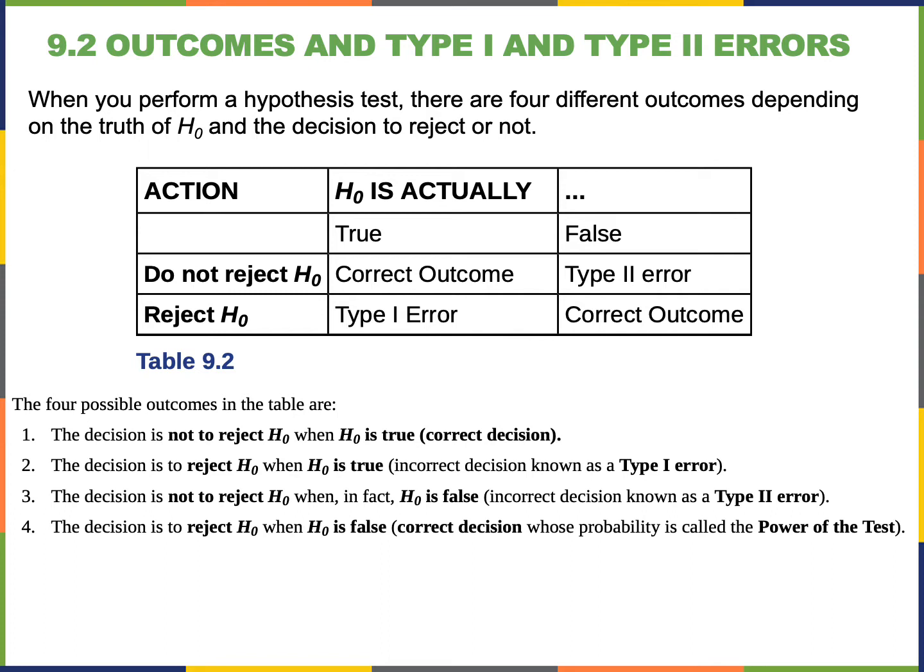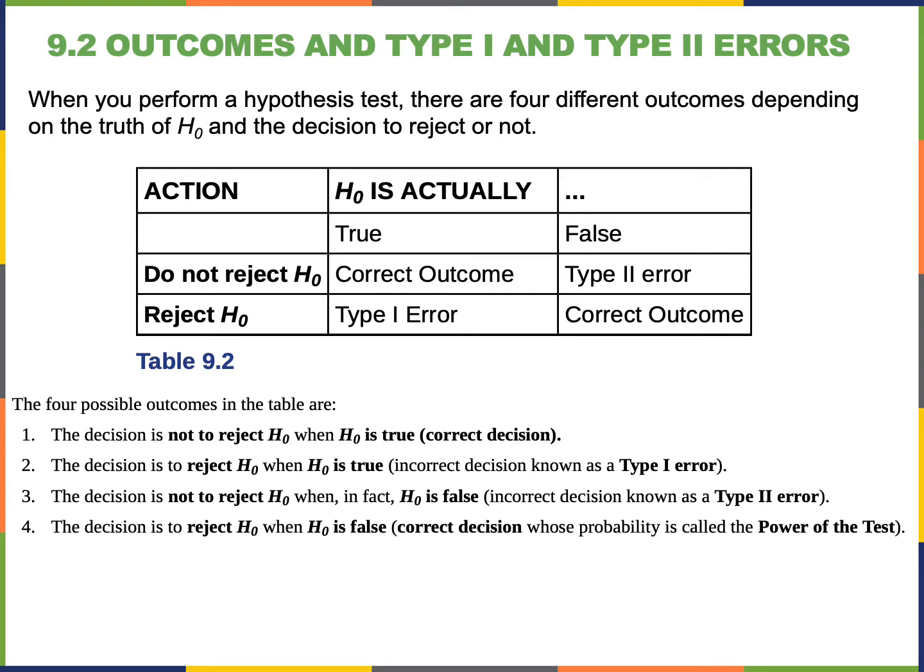This is a really cool little table that is actually in your textbook, so I stole it. Here are the 2 possibilities for the null hypothesis. Either it's true or it's false. There's no halfways. Your null is either true or false. These are the 2 possibilities. Now, the actions we can take: we can either reject it or fail to reject the null hypothesis.